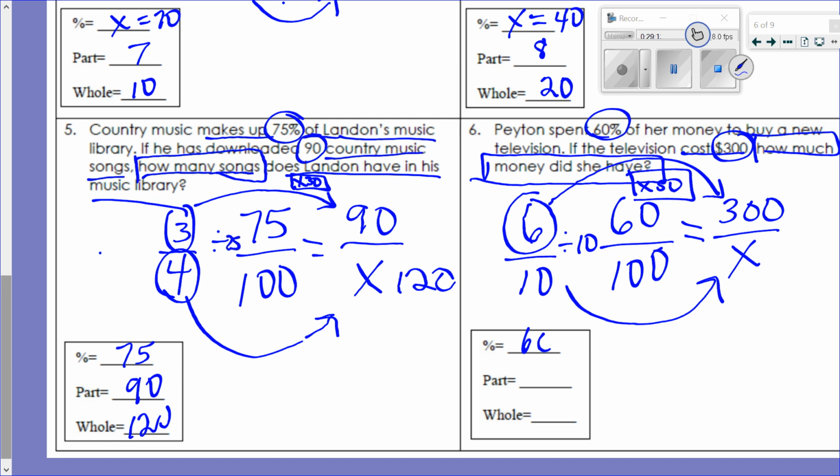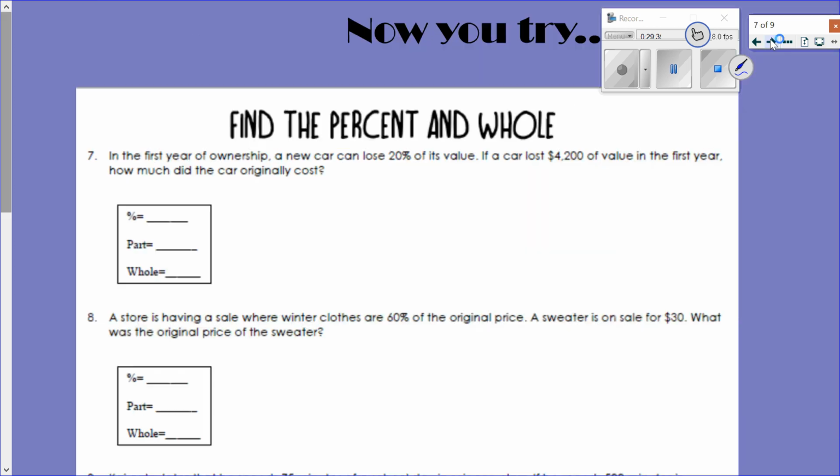60, 300. Good. Any questions? Oh, left it in the car. That's a good question.